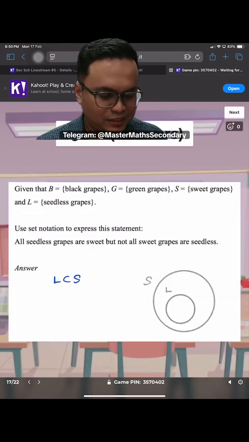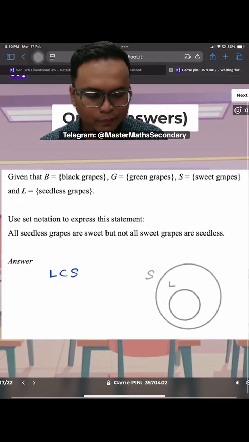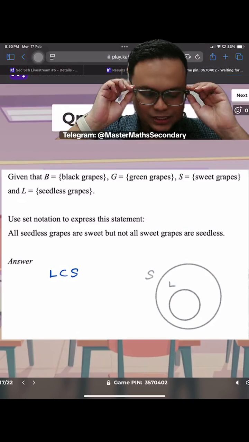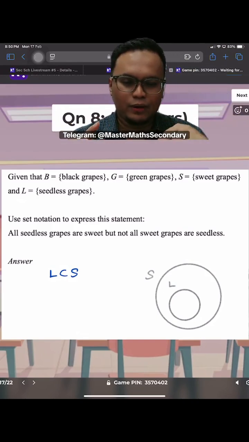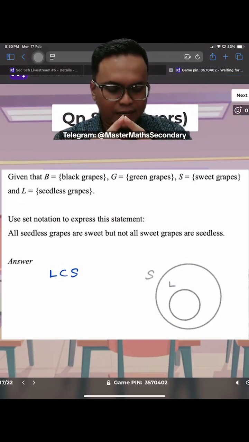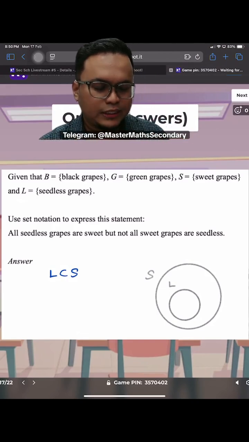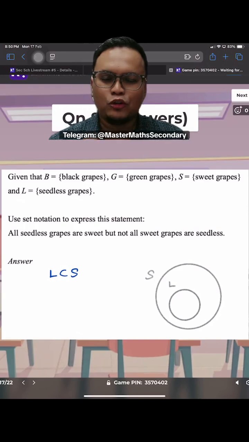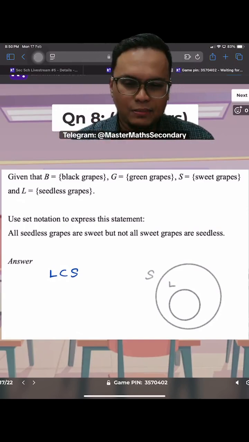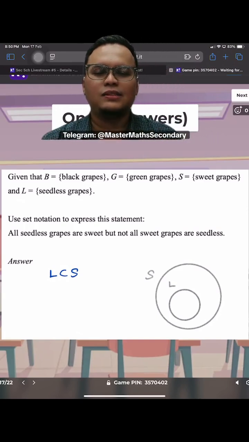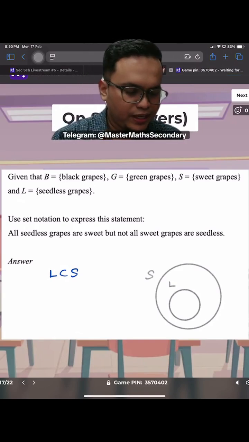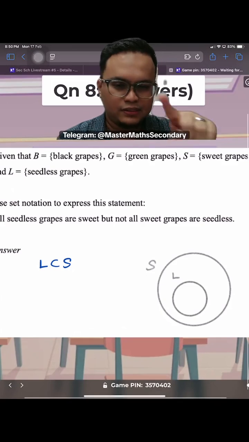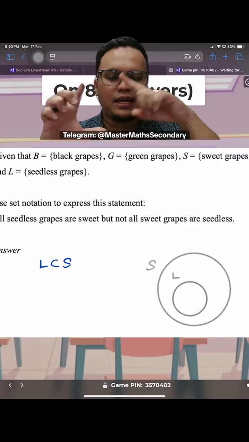So yeah, this was the Venn diagram that I was talking about. When they say that all seedless grapes are sweet, the set L would be inside the set S, and they also mentioned that not all sweet grapes are seedless, meaning that you should find other elements in the set S that are not inside L. So in terms of the Venn diagram for S and L, you actually have this, where L is inside S.